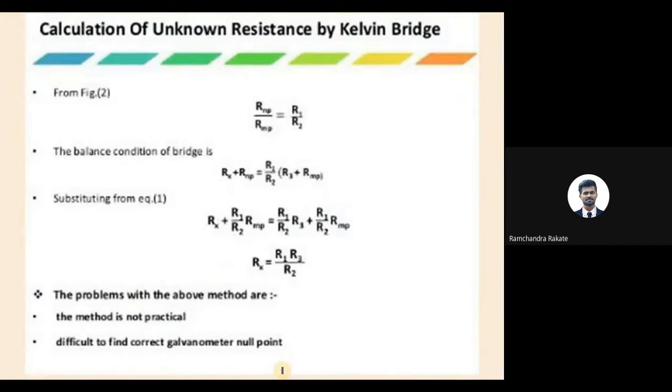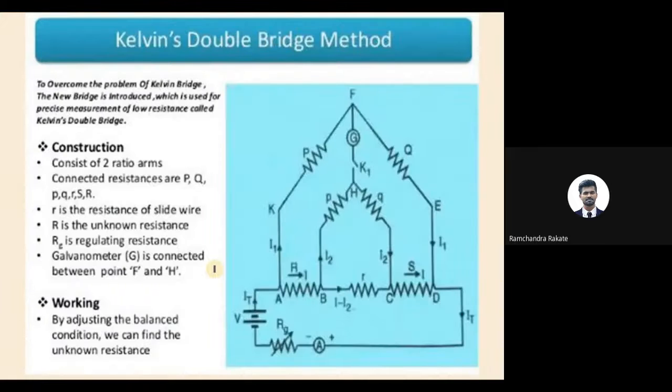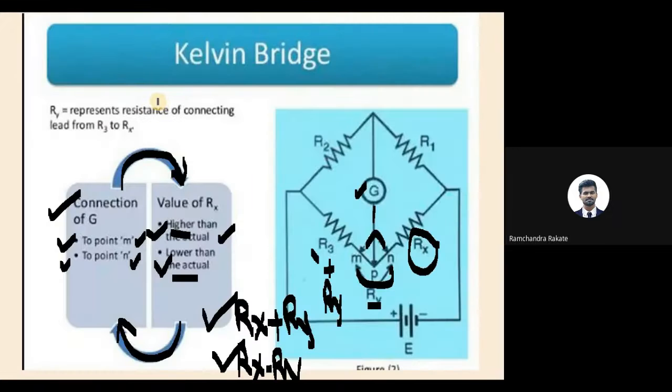Let's move further. This is the derivation, but actually you do not need it from a certain point of view. This is what you are looking for, a derivation. Lastly, this is the best modification, the Kelvin double bridge. If you just remember, this is nothing but Kelvin bridge.